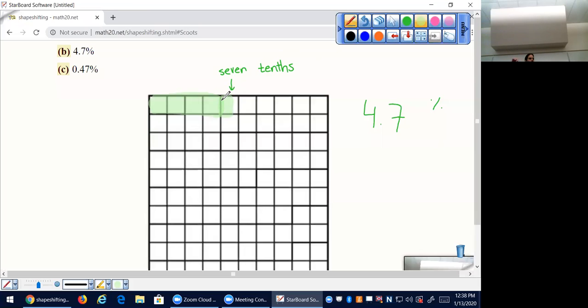Again, don't trust my artwork, but then lastly, if I wanted to shade 0.47%, how would I do that? Yeah, almost half of a block. Half a block would be 50%, so a little bit less. Again, don't trust my actual artwork, you know what I'm trying to do. So having percents with decimal points in them is okay.